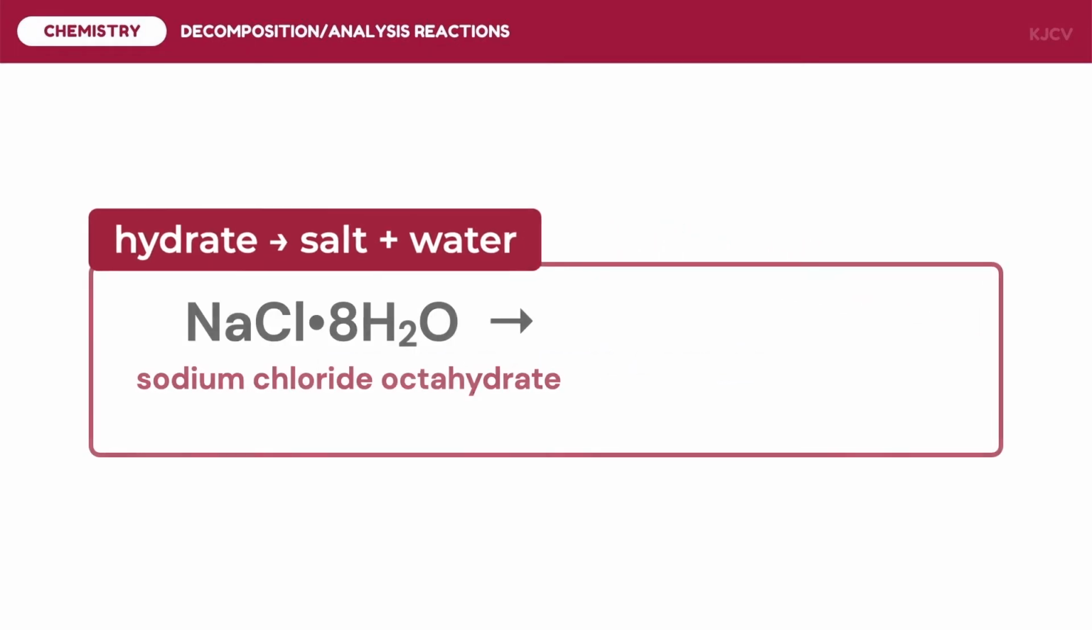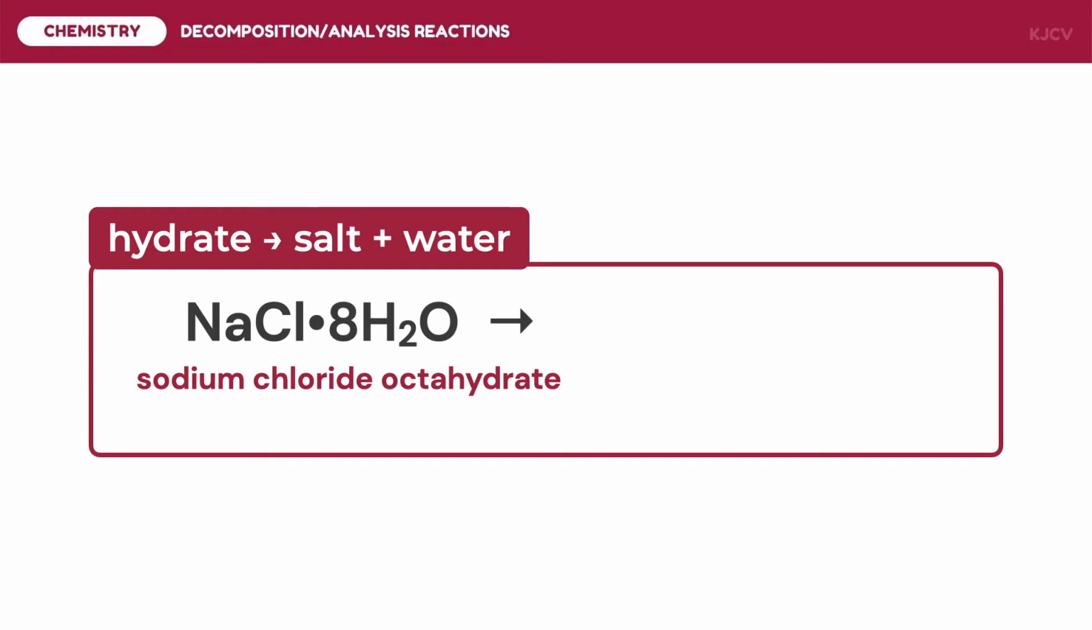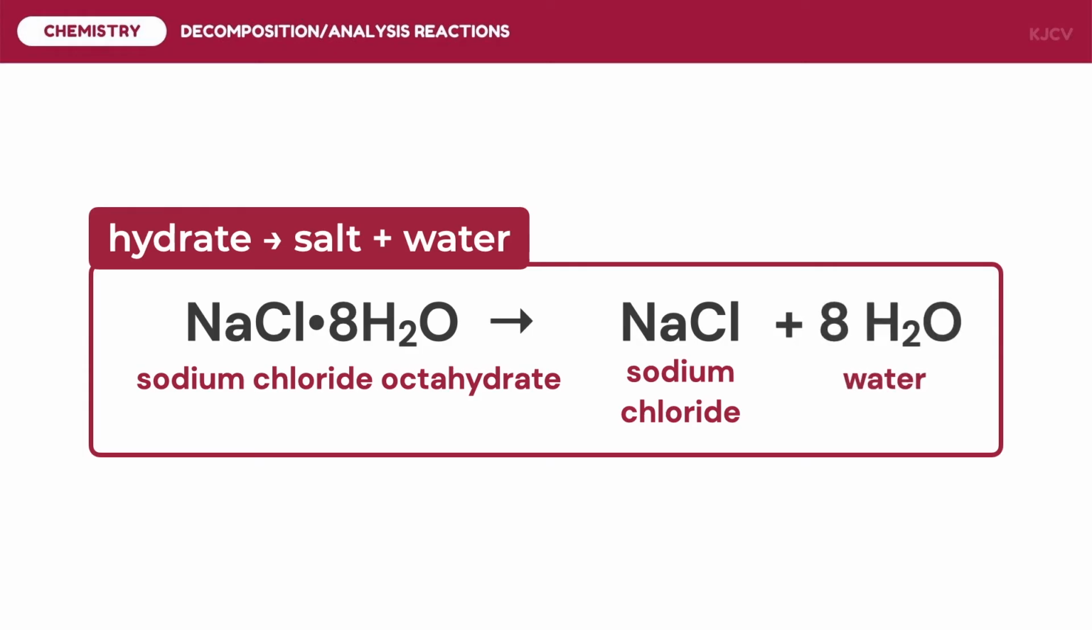For the first example, we have the decomposition of sodium chloride octahydrate. The salt product of this decomposition reaction is sodium chloride. It becomes separated from the water component, particularly 8 molecules of it. This reaction is already balanced since the hydrate components are just separated.